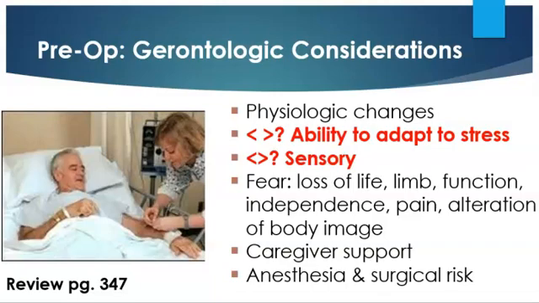Let's talk about the geriatric population. Okay, what is their ability to adapt to stress? Okay, I believe you know the answer to that. They have a decreased ability to adapt to stress. And what about their sensory abilities? They have more sensory deficits than you might think, than might even just come to mind, right? They may have problems with vision. Their hearing might be impaired. Their sense of smell. So in the geriatric population, their sensory is decreased, okay?